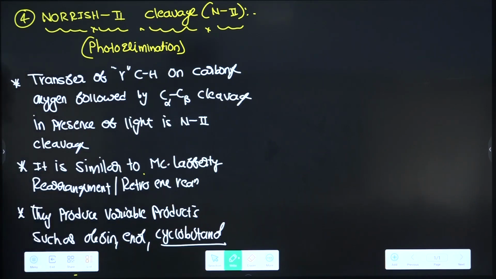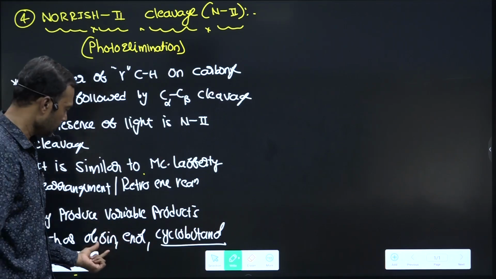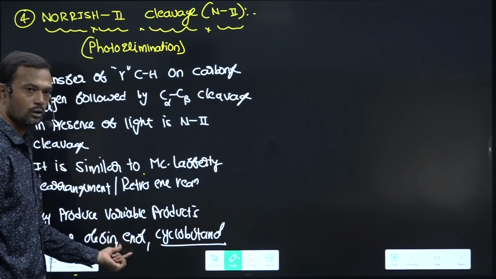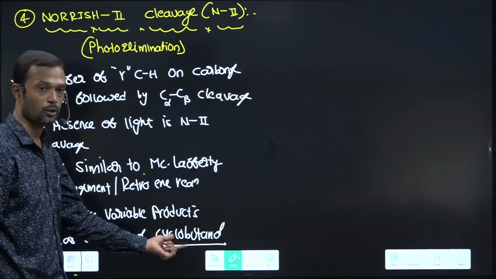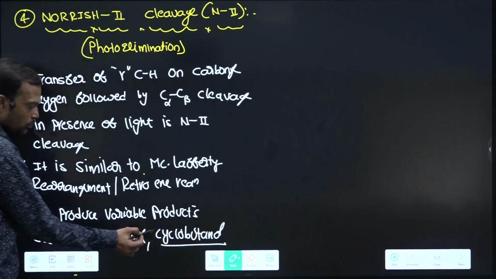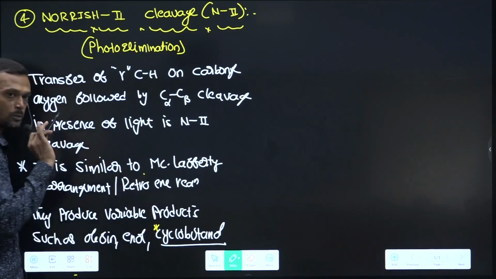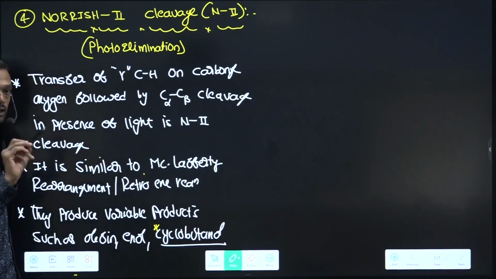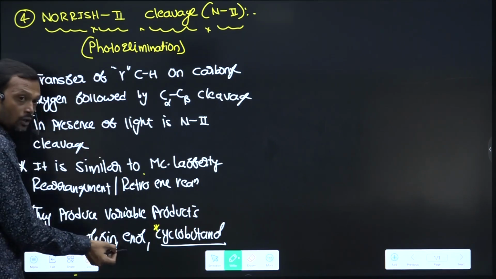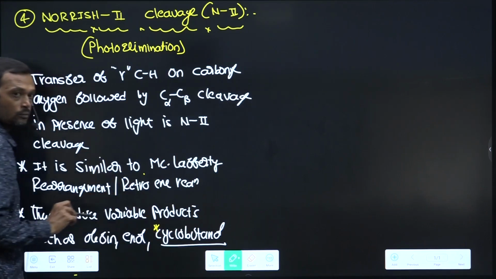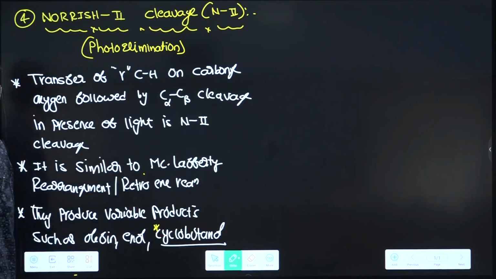Overall, this reaction will produce 3 products commonly. Ene, nothing but olefin, enol, olefin plus alcohol, and this is cyclobutanol. Only in Norrish II is cyclobutanol possible. In McLafferty, cyclobutanol is not possible. While you are learning Norrish II, most students focus on olefin and enol. Try to focus on cyclobutanol. Your question will come from cyclobutanol only.